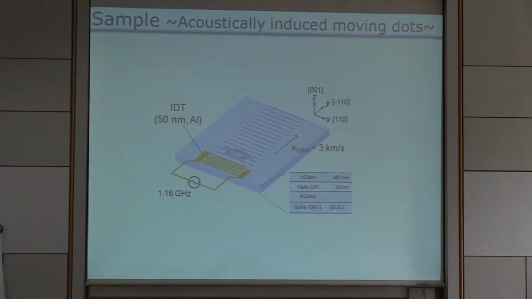This is a typical sample structure that we are making. We use a gallium arsenide, aluminum gallium arsenide single quantum well, and on top of the sample, we form the interdigital transducers. We usually use double finger type transducers to suppress the acoustic reflection. When we apply the high frequency voltage, the acoustic wave propagates along the 1-by-1 direction in this configuration.